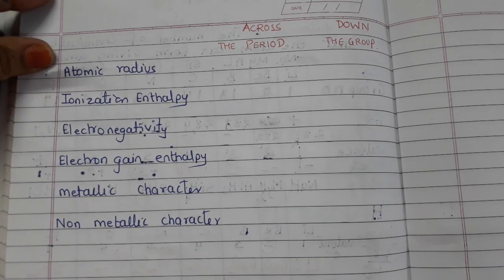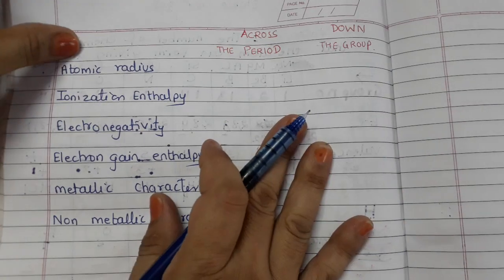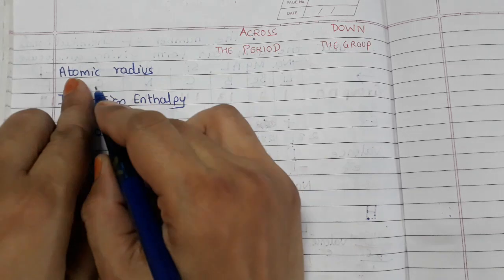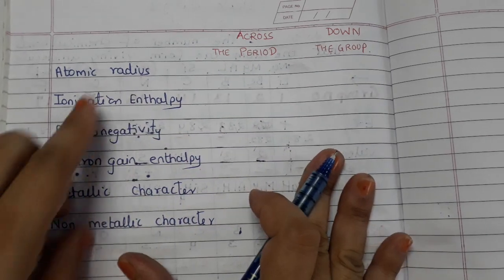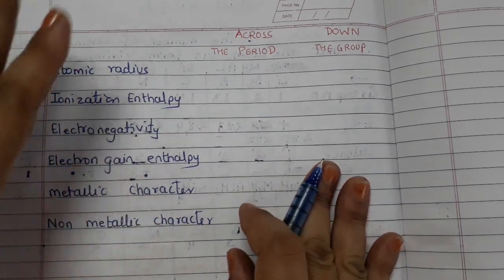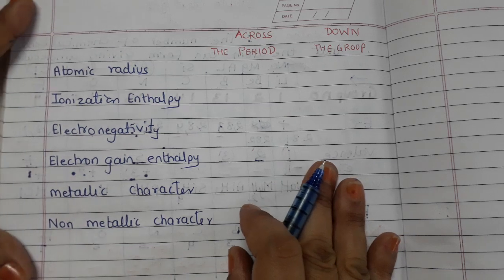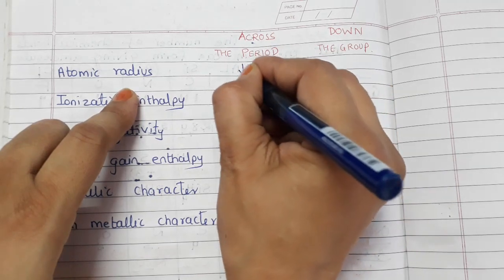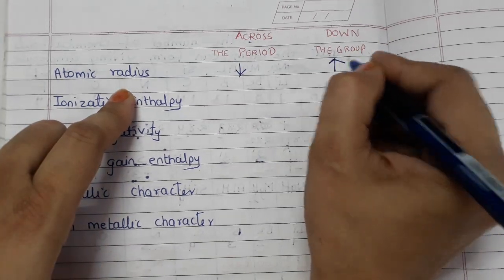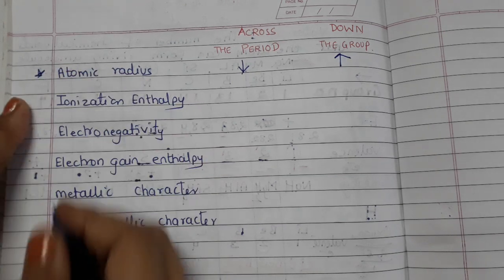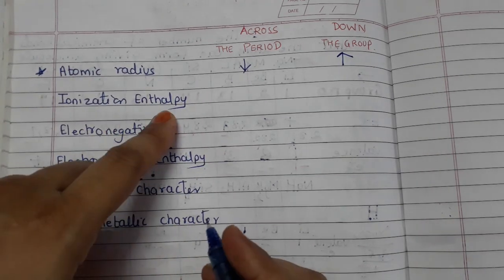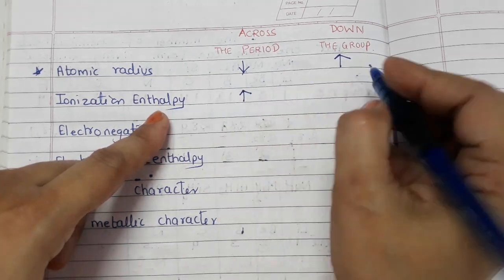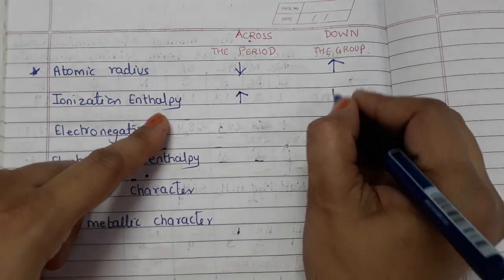So finally we have arrived at a stage where we have to discuss what is happening across the period to atomic radii. You can pause the video, make this chart, and put the arrows for increase or decrease. Let us solve together. Atomic radius across the period goes on decreasing, down the group goes on increasing. Students, every point is related with atomic radius. What happens to ionization enthalpy? Across the period it goes on increasing, and down the group it goes on decreasing.